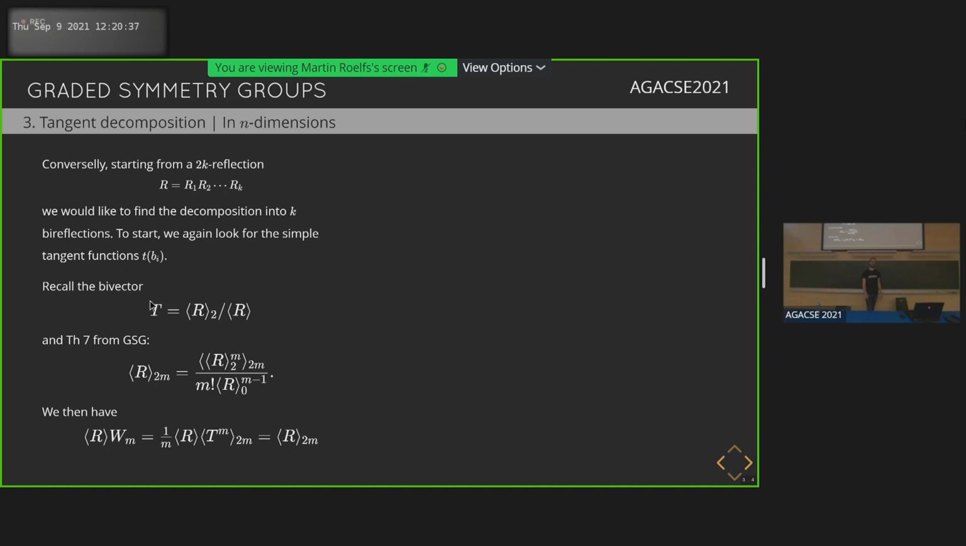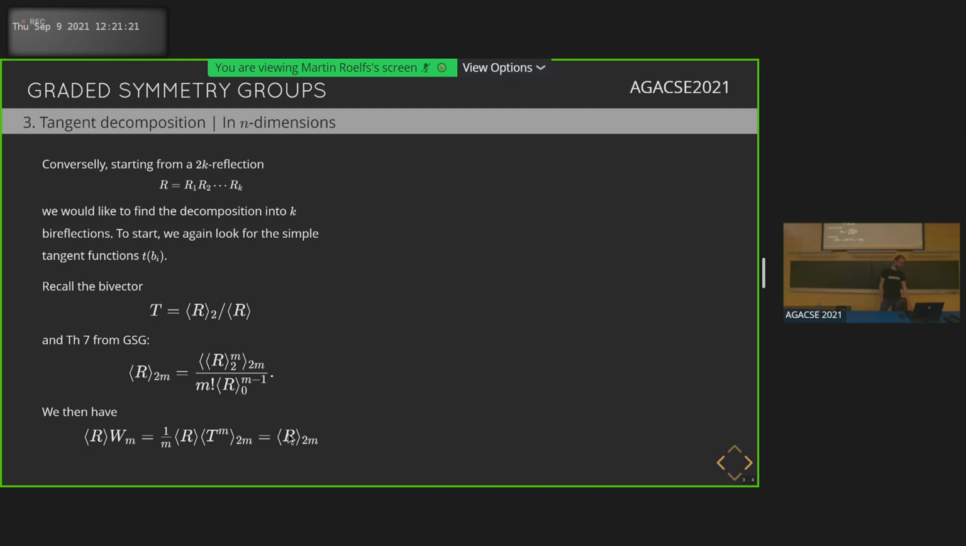I define this non-simple bivector T, which is the bivector part of the rotor R divided by R naught. And again, we use our theorem from before, and I'll save you the details on how to work that out. But then you find that these Wm, multiplied with the scalar part of R naught for simplicity, is just T to the power m, and then you take the 2m part. That's what we already had, but then using this theorem, you find that that is actually just the grade 2m part of the rotor.